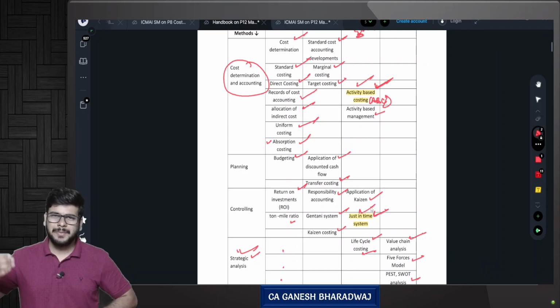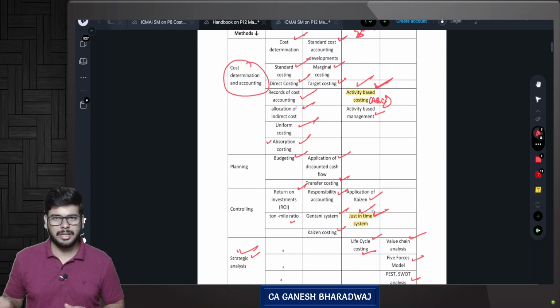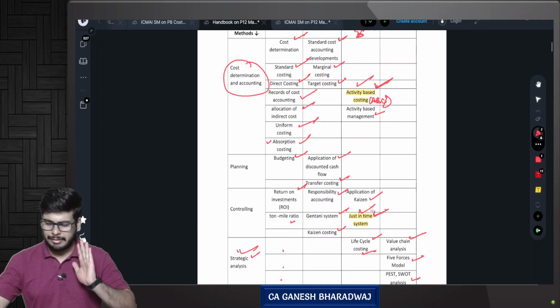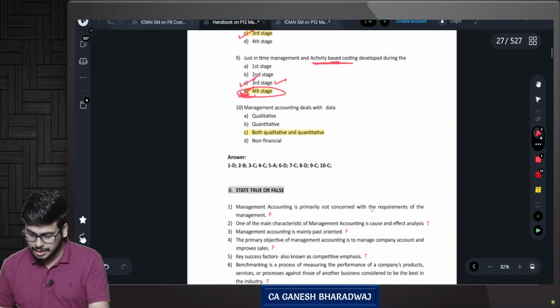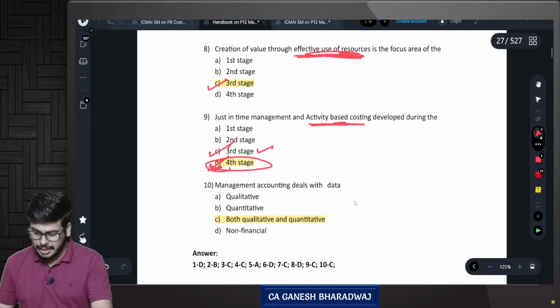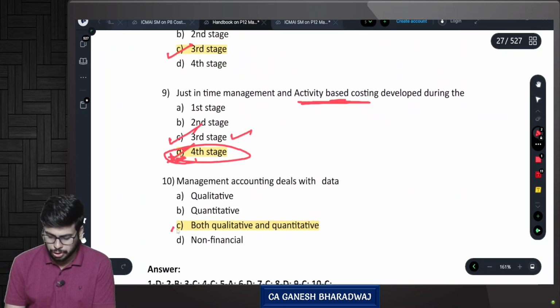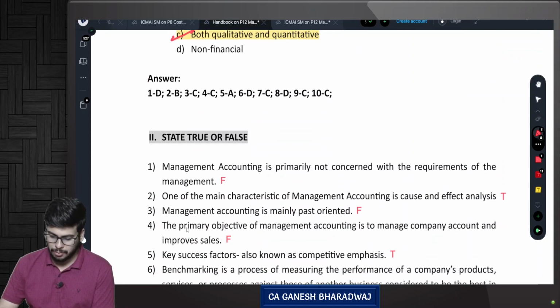So don't worry, all this fill in the blanks, MCQs, true or false, you just go through what is given here itself. That will be sufficient for examination preparation. I don't think they will ask you beyond this. Then management accounting deals with dash data, both qualitative and quantitative data. We know that it deals with both qualitative and quantitative data.